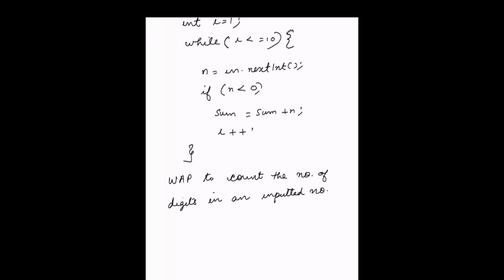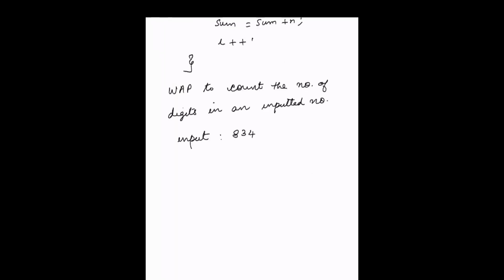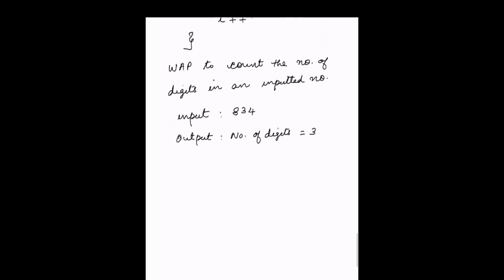Say the sample input is, assuming the number I have inputted is 834. So the output is going to be number of digits equal to 3. If I have inputted a 4-digit number, the number of digits is going to be 4. So here you need to input a number.